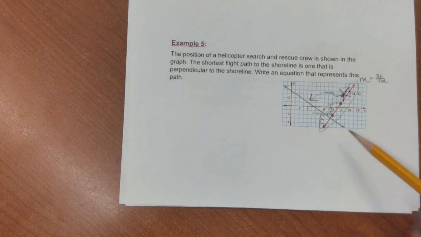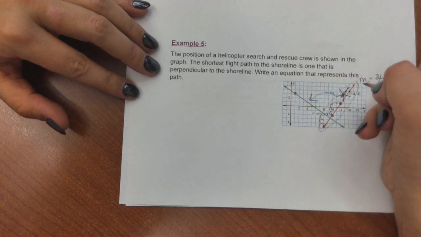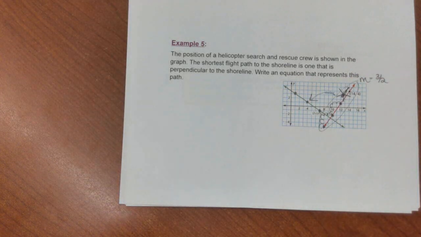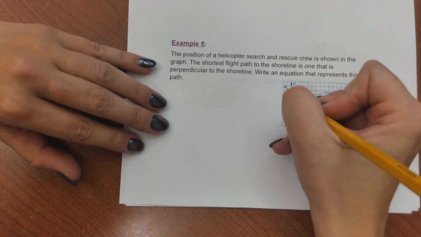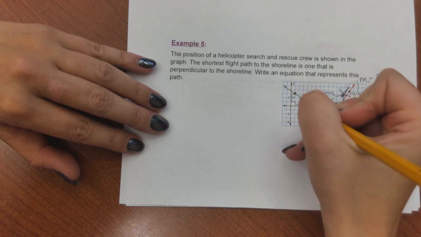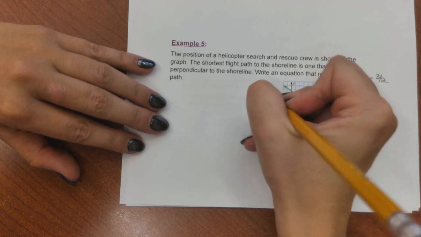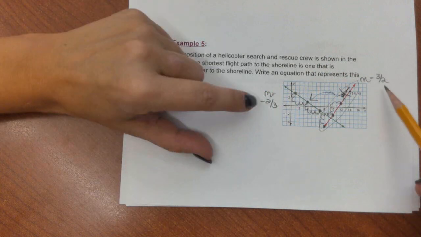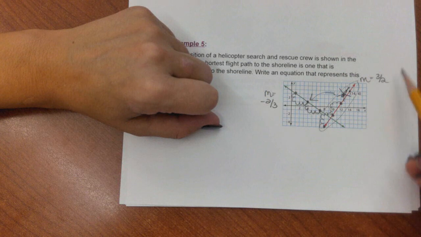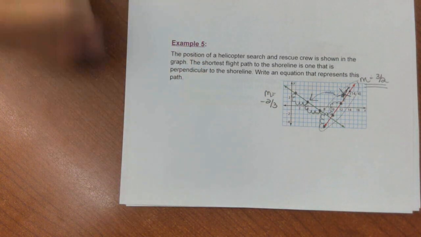Let's just double check that with the green line and make sure that they're opposite reciprocals. So here's a point on the green line, here's a point, here's a point, and the slope here will be down 2 over 3. Yep. So my slope for this green line is negative 2 over 3. Are these opposite? Yep. Positive, negative. Are they reciprocals? Are they the flips? Yep. 2/3 and 3/2. That is the correct slope.